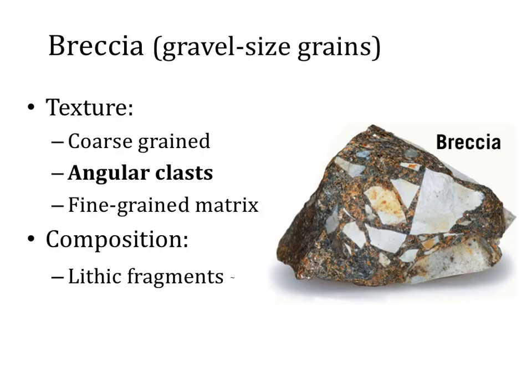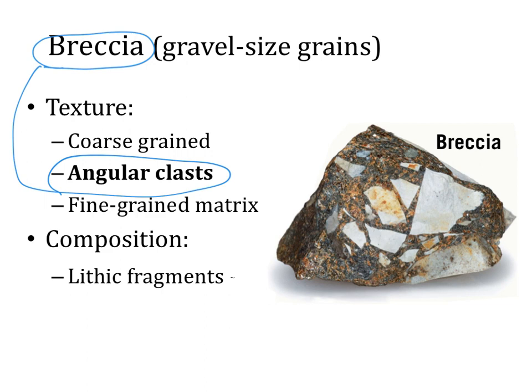The second type of rock that's made from the gravel-sized grains or the coarse-grained rock is a breccia. And a breccia is coarse-grained, but it has angular clasts instead of rounded. So in this case, we can see very sharp corners on the pieces here that have been enclosed in the finer-grained matrix. Composition, again, is going to be lithic fragments because we are talking about, again, pieces of a rock. We don't know what minerals are in those rocks.